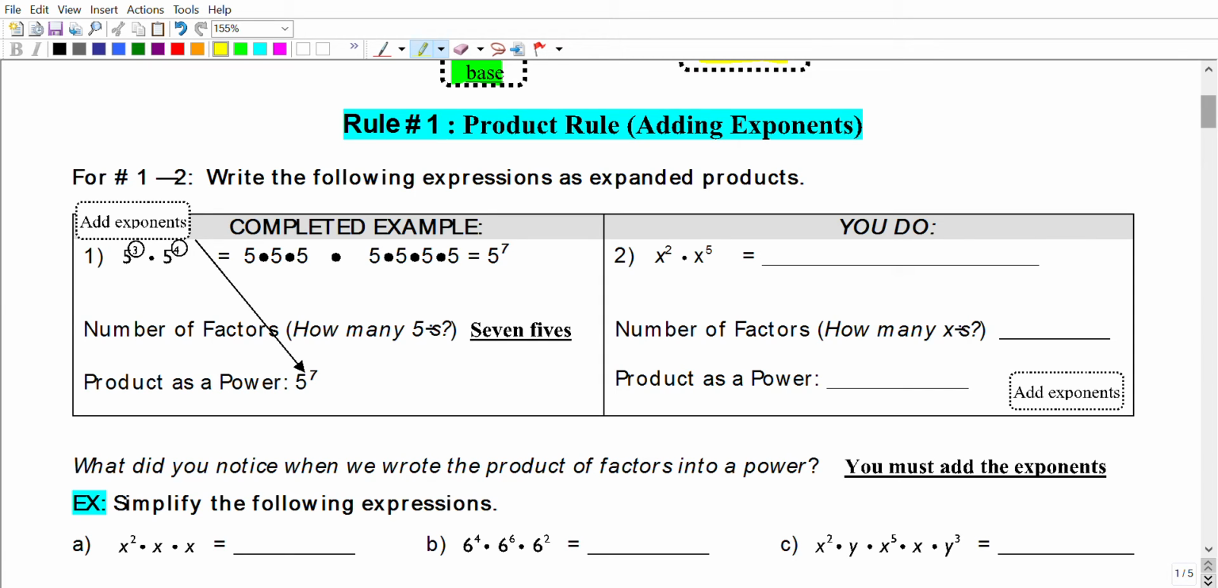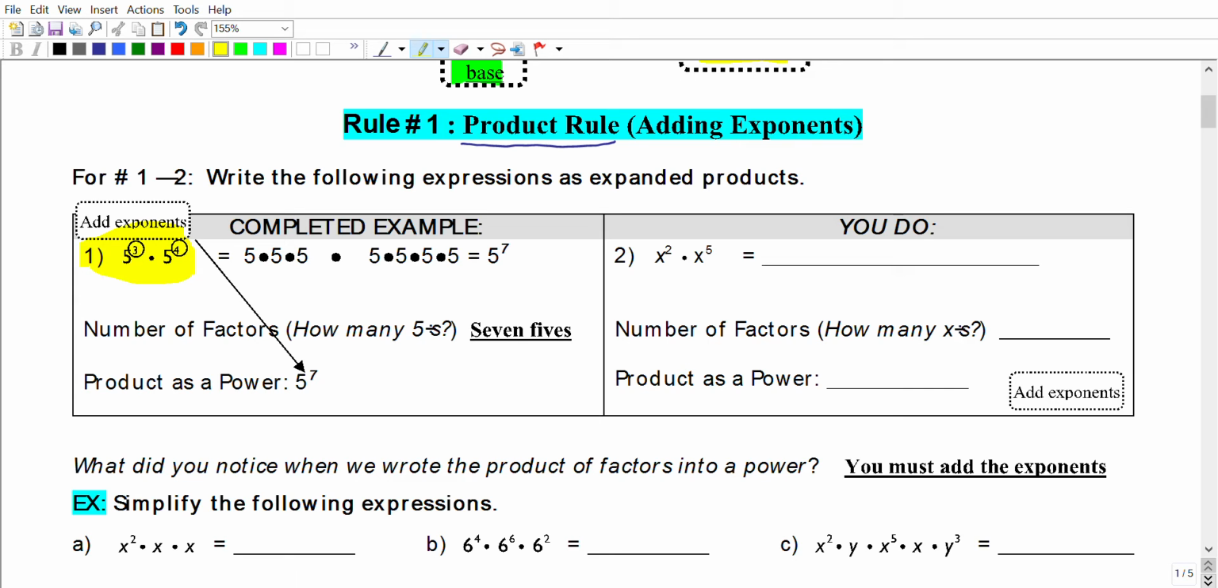This one is called the product rule. That's basically what we're going to end up doing, adding exponents. Let's look through a few examples. If we look at this example right here, it says 5 to the third power times 5 to the fourth power.